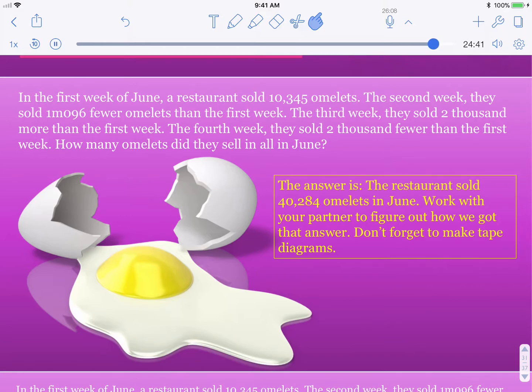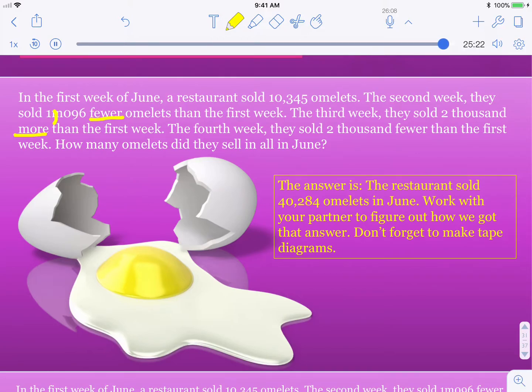Here's another problem. In the first week of June, a restaurant sold 10,345 omelets. The second week, they sold 1,096 fewer omelets than the first week. The third week, they sold 2,000 more than the first week. The fourth week, they sold 2,000 fewer than the first week. How many omelets did they sell in all in June? The answer is the restaurant sold 40,284 omelets in June.